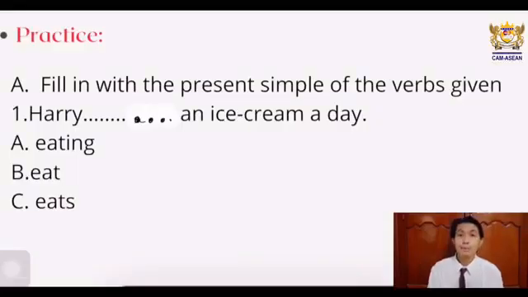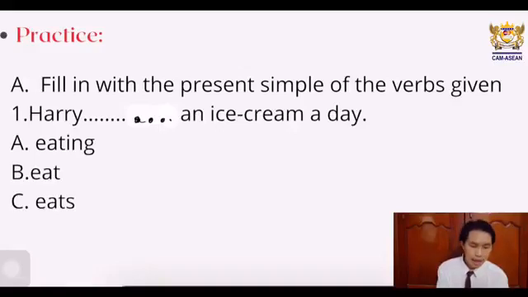Let's move on to our practice. Okay, so letter A, fill in with the present simple of the verbs given. Number 1, Harry ... ice cream a day. Is it letter A, eating? Is it letter B, eat? Is it letter C, eats? Okay, which one is the correct answer?